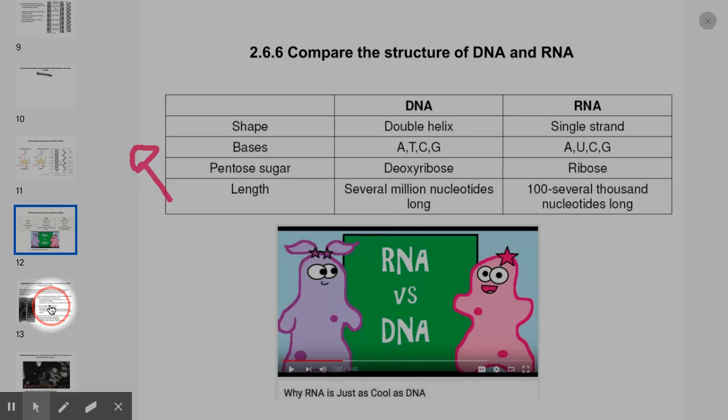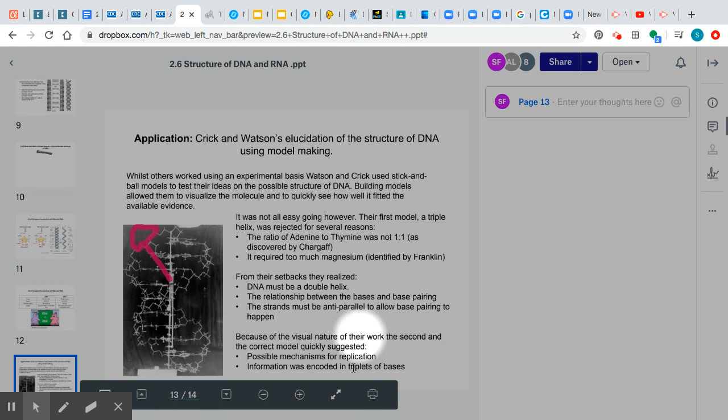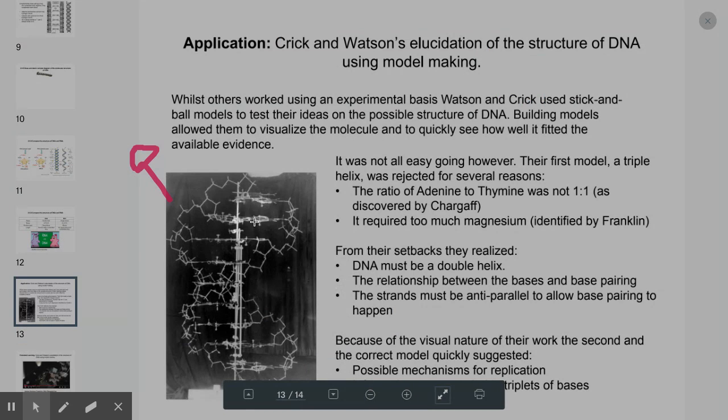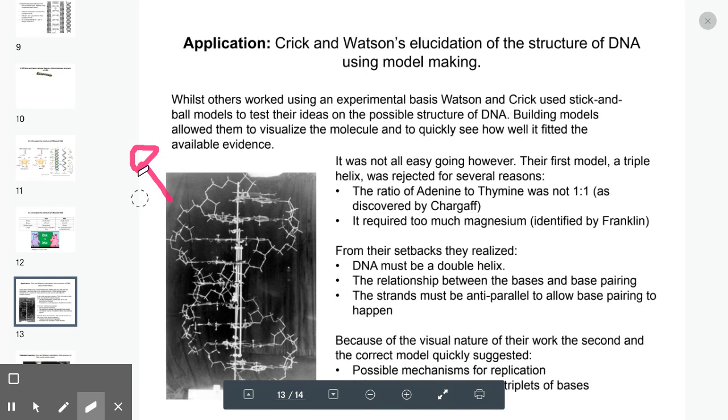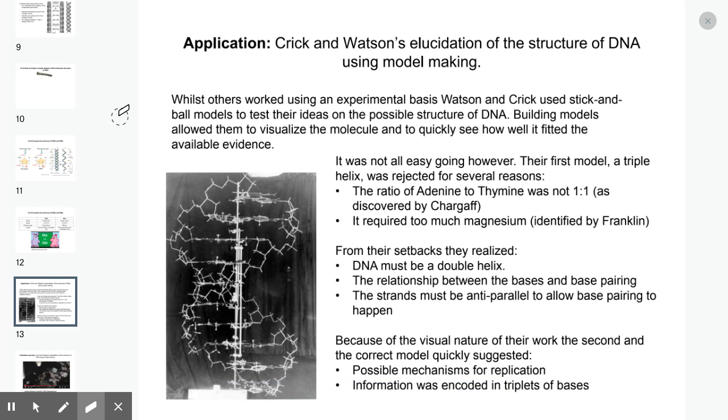The last little piece, and we're going to practice this a little bit in an activity later. There's a lot of text on this slide. They want you to understand the importance of modeling in science. So the main point here is that Crick and Watson are famously known for discovering that DNA is this double helix. So it's like this. And not only that, they're joined together by bases.